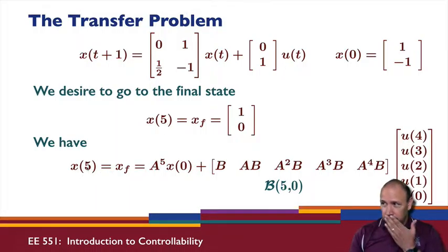x at time 5, which we desire to be x of f, is given by A to the power 5 times the initial condition plus the control map times the control sequence. So this is our control map from 0 to 5, and it gives us these 5 control values. These are unknowns right now. I know the initial condition, I know the final condition, but I don't know these control values. I know all of this; what I don't know is that.